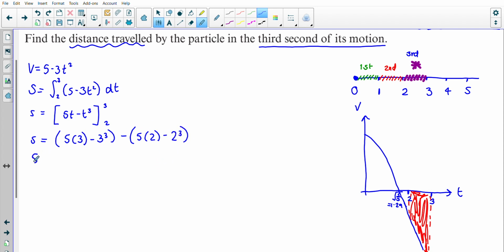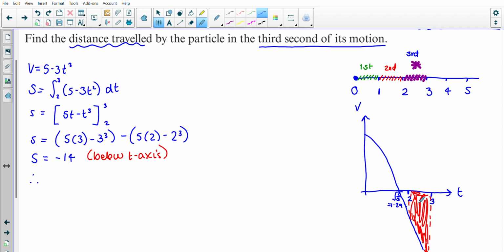Now, if you calculate that, you're going to get negative 14. And you might want to make a note of that. That's just because it's below the t-axis or the horizontal axis. So I was anticipating a negative value. So I don't want a negative answer because it's distance travelled.